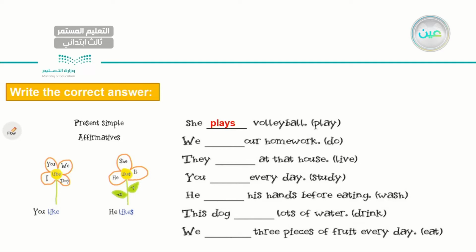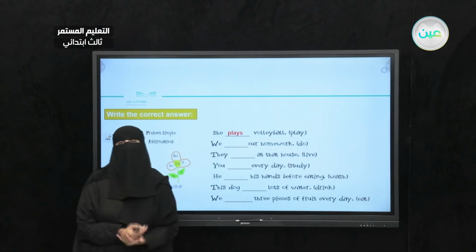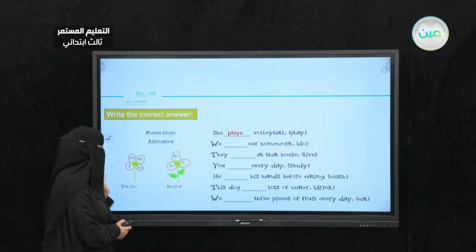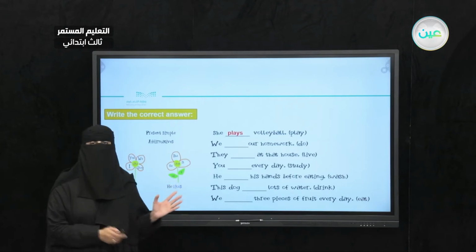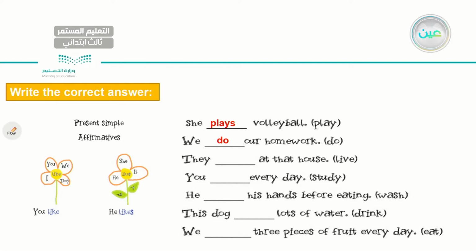She plays volleyball. We, our homework. What do you think? We do or we does? What do you think, my dear student? Now look at the flowers. Remember the flowers. We do our homework. Very good, my dear student.